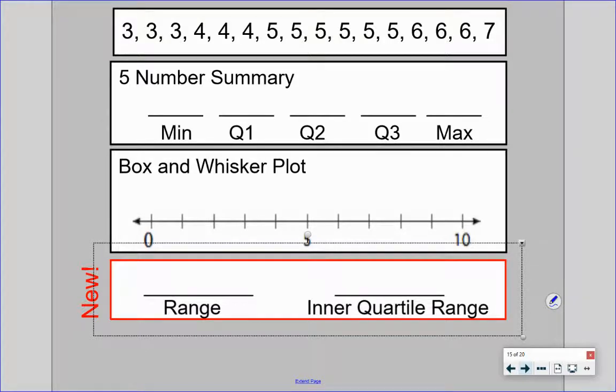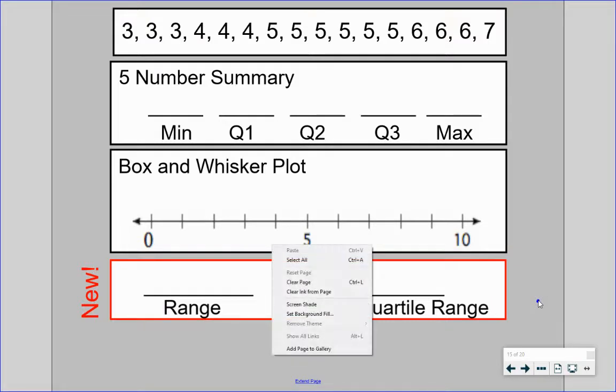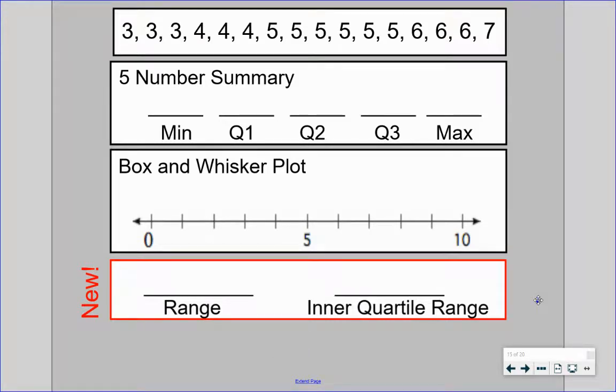All right, here we have a new one, another one. So let's look at this data. Go ahead and try this out. Maybe we can do this one together again. And we have our minimum is 3. Our maximum is 7. How many pieces of data do we have up here?